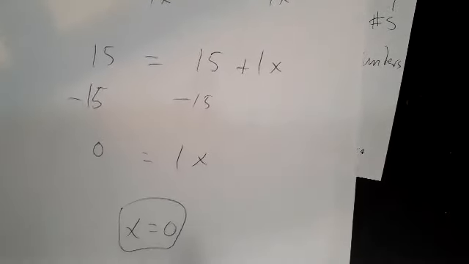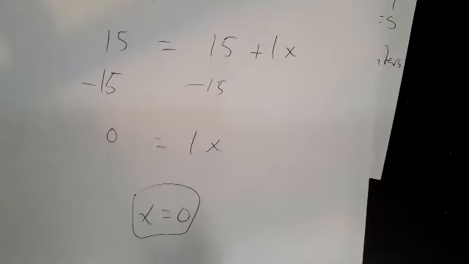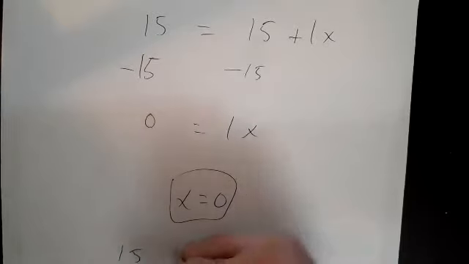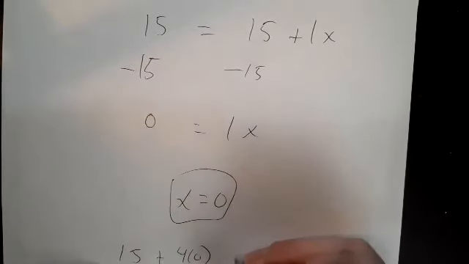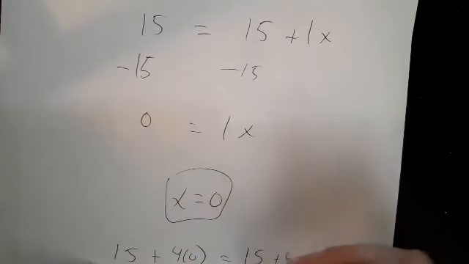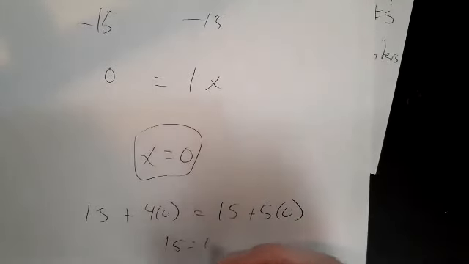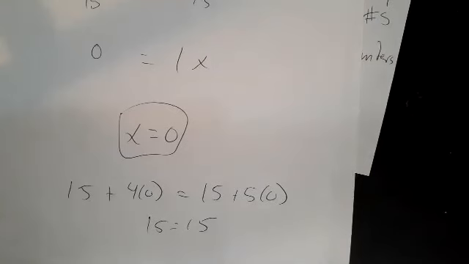If I want to go back to what a solution is, a number that makes the original statement correct, if I do 15 plus 4 times 0, and 15 plus 5 times 0, you might notice I get 15 equals 15. This is a valid solution. So 0 can actually be a solution in itself.